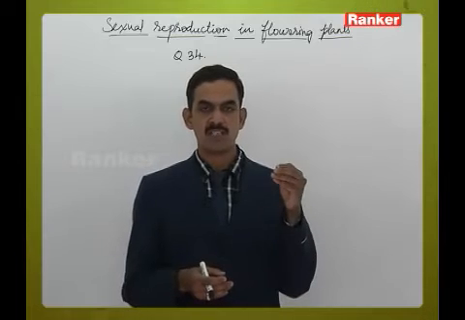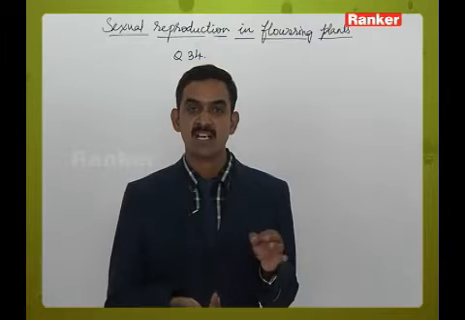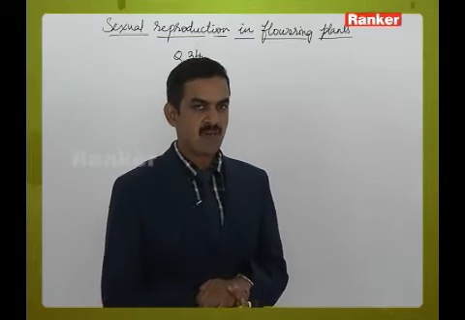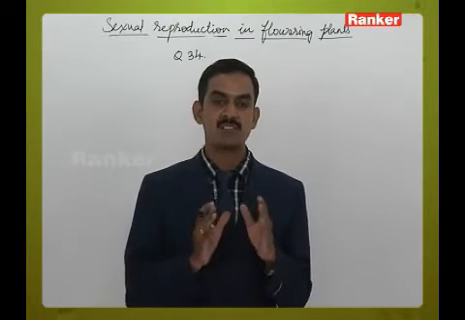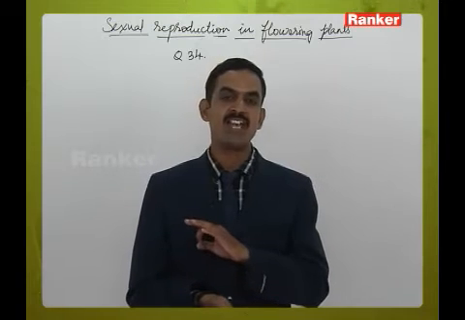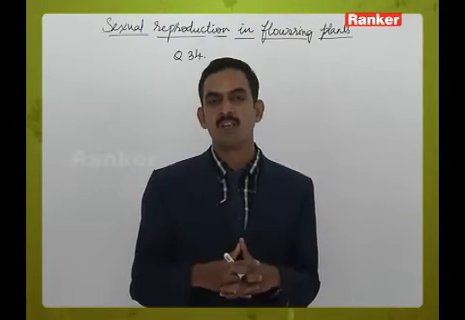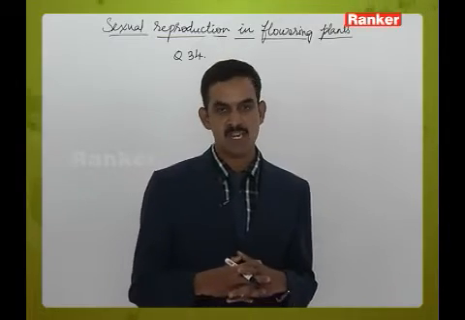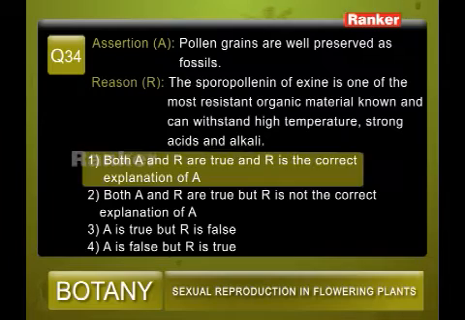What is the reason for retaining as a fossil? Because of the sporopollenin which is present in the exine wall. So what is the specialty of this sporopollenin? It is resistant to high temperatures, and it can resist strong acids and alkali also. And one more thing, it can resist any type of enzymatic activity. That means no enzyme can do anything to this pollen grain due to the presence of sporopollenin. So in the given options, assertion A is correct, reason R is also correct, and the reason is giving the correct explanation for the assertion. So question number 34, the correct answer is 1.